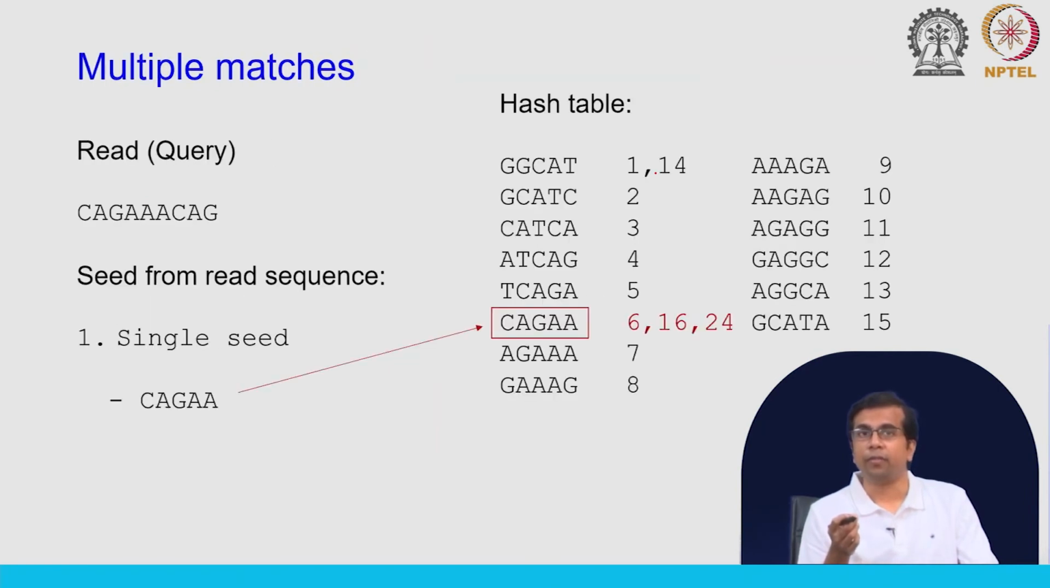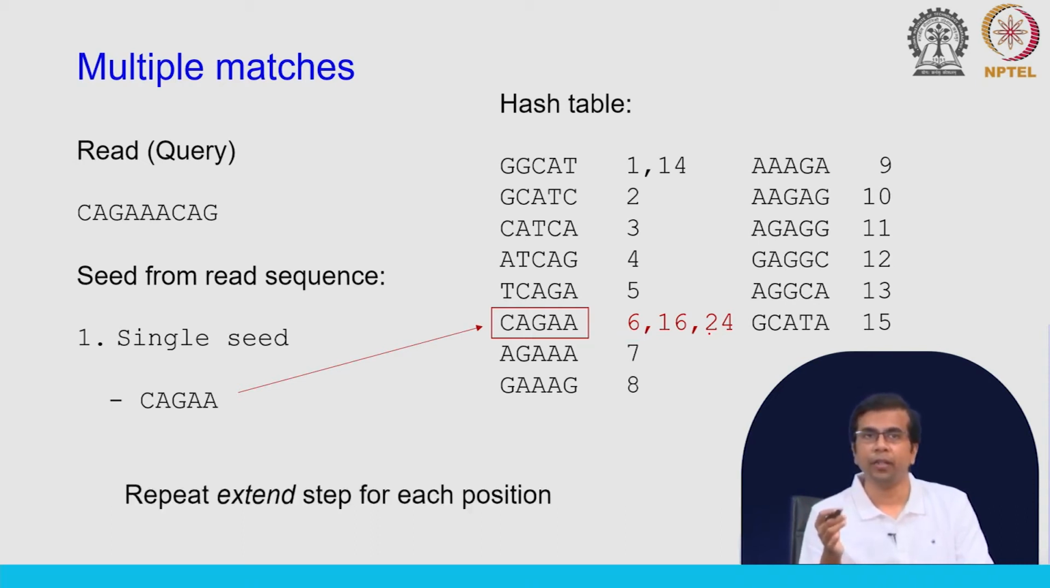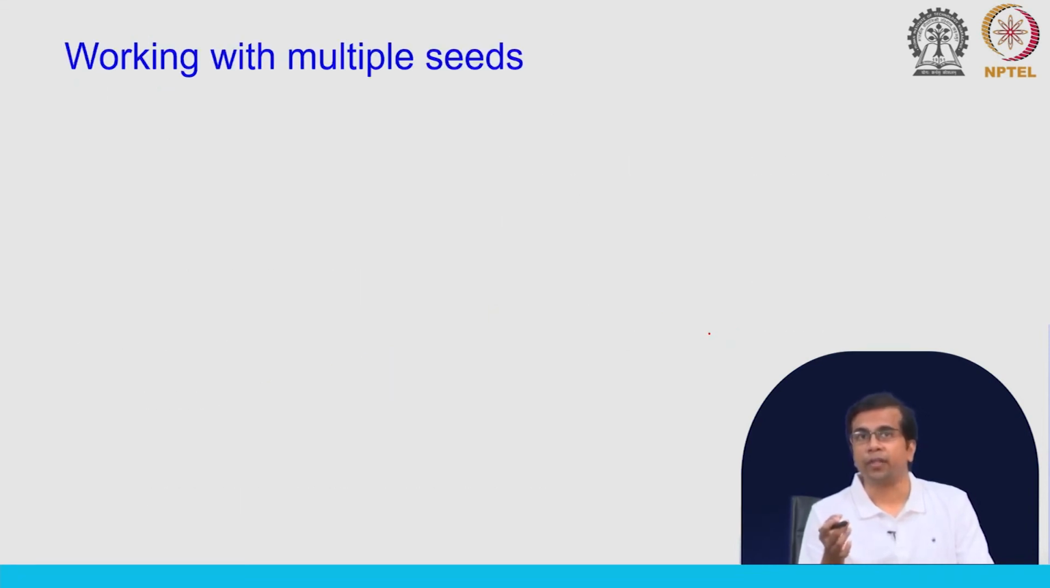Now, here is this. Again, imagine instead of 6, you have 16, 24, for 3 positions. Here you have this match for this seed, then you have to do this extend and align process for all 3 positions. So, this takes time. Probably it is better to work with multiple seeds.